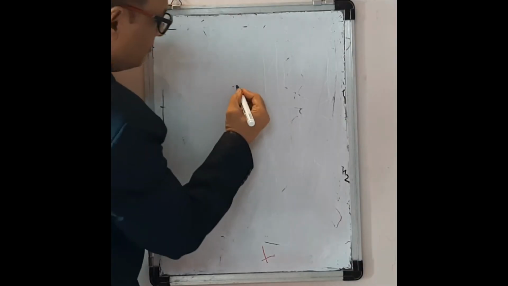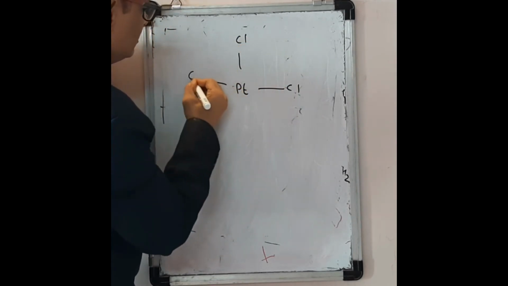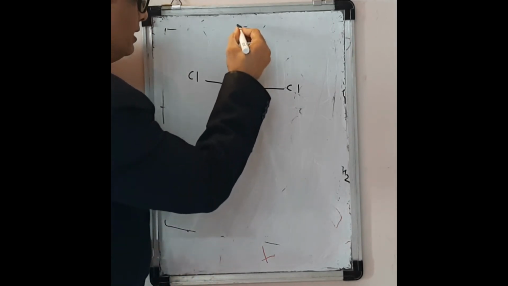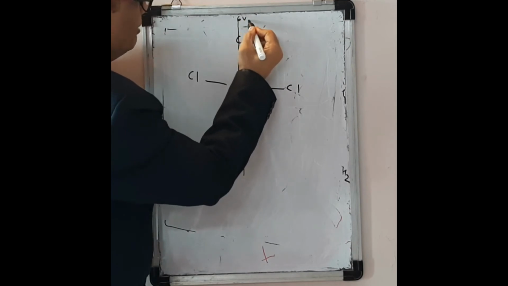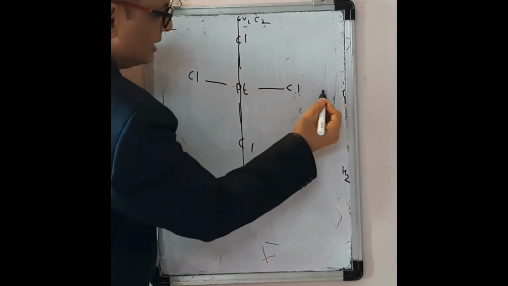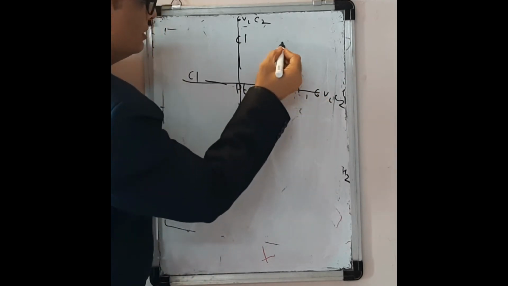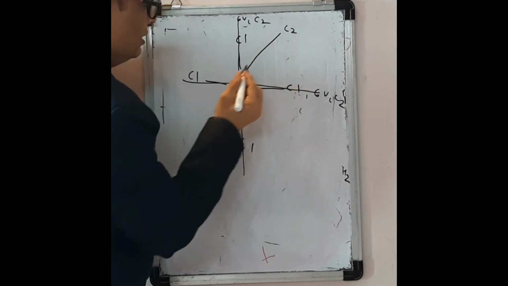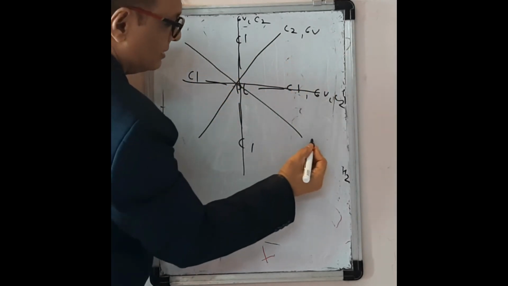This is platinum, Cl, this is the third Cl, and this is the fourth Cl. PtCl4 has 4 vertical planes. This is one vertical plane, which is also named as the C2 axis. This is the second vertical plane, which is also named as the C2 axis. This is the third vertical plane, and this is the fourth vertical plane, which is also named as the C2 axis.